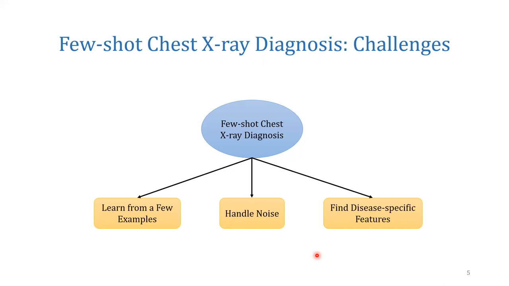And then, since one chest X-ray might contain multiple findings or multiple diseases and conditions, we need to find disease-specific features for the accurate diagnosis of chest X-rays. Therefore, in order to design a few-shot chest X-ray diagnosis method, we have to handle noise and find disease-specific features alongside learning from a few examples.